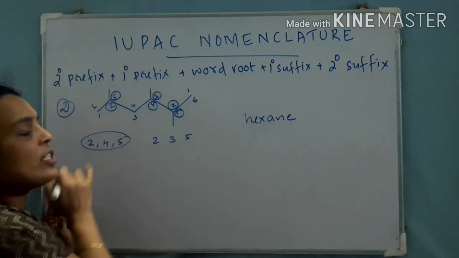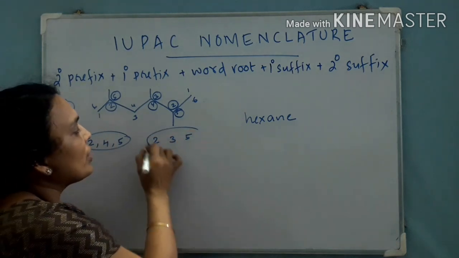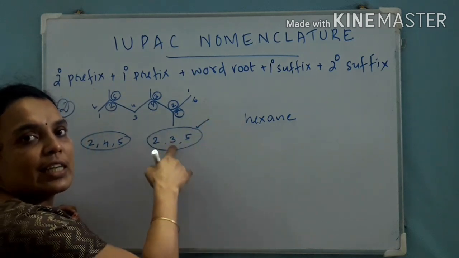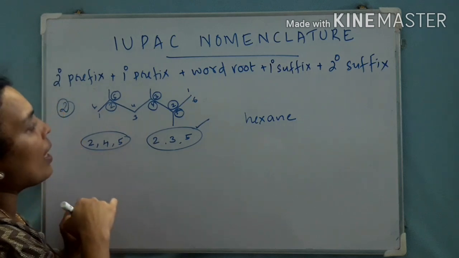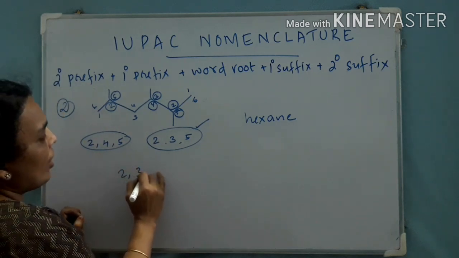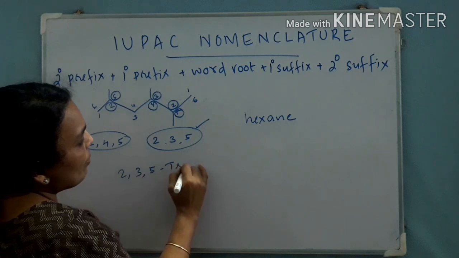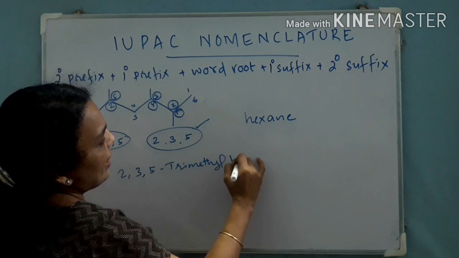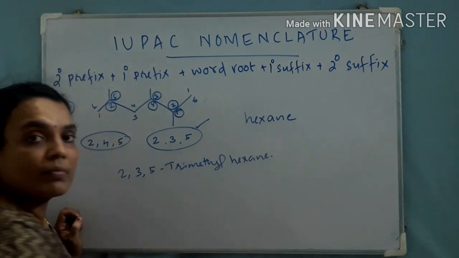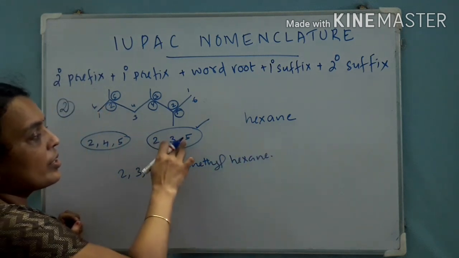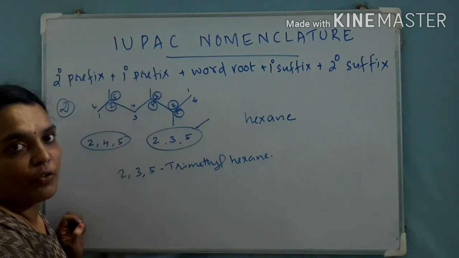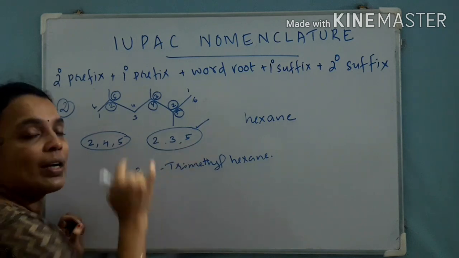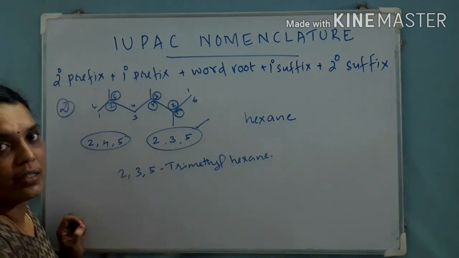So look here, it is 2, 4, 5. It is 2, 3, 5. Which set is lowest one? This set is lowest one. So this is the correct number. So the name becomes 2,3,5-trimethylhexane. Put it. This second rule, lowest set of locants. First rule, substituent should get the least number. Next one is lowest set of locants.